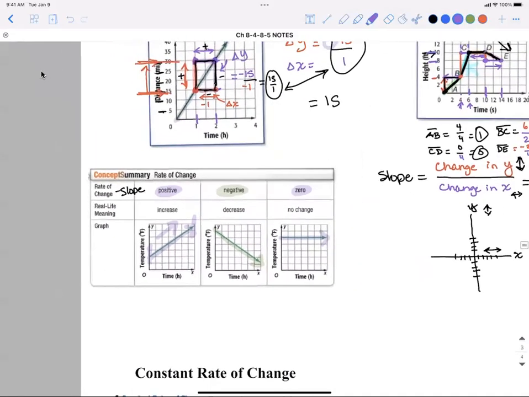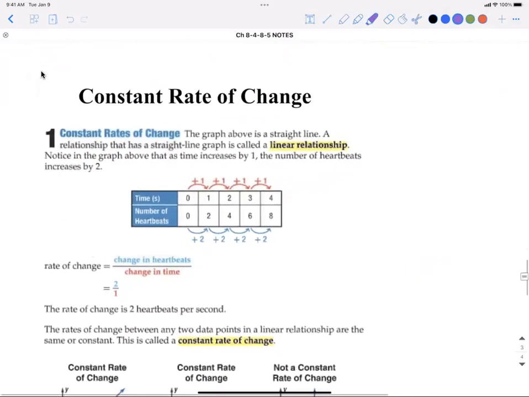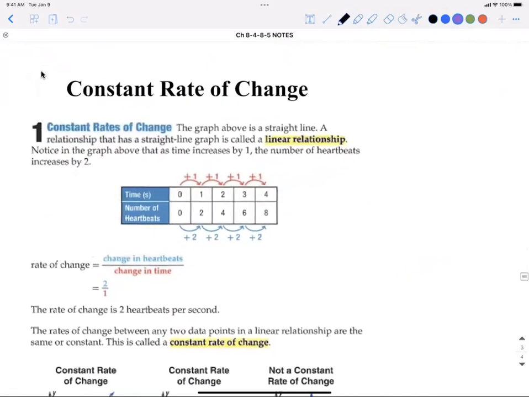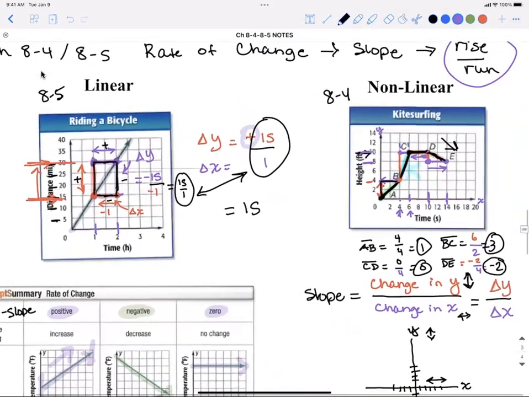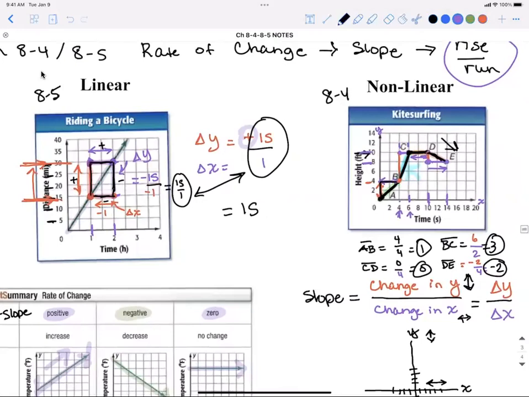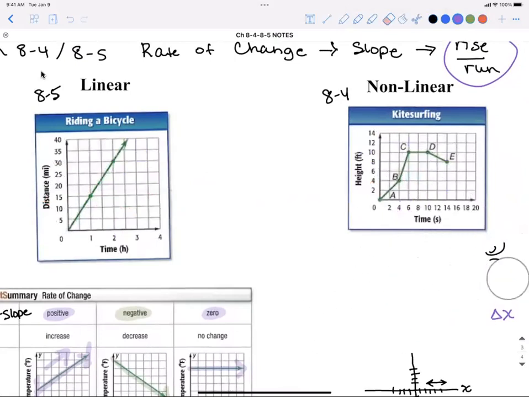Okay. All right. So constant rate of change, I want you to write the word constant rate of change. It's a little bit different than rate of change. And the only way it's different is it's like the 8-5 example. So if you look up here, we had two examples, right? I know it's kind of messy with all the writing that I've done on there already, but let's just clean it up for a second. Okay, all of that now.